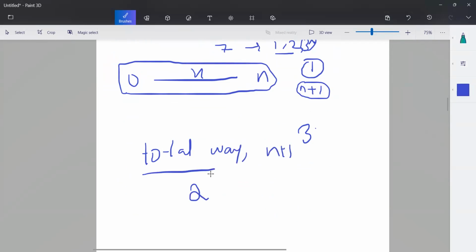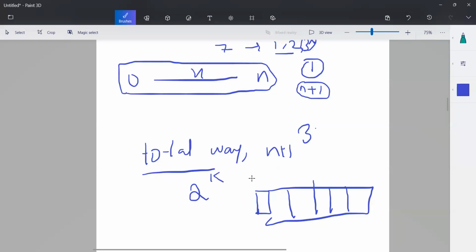It's nothing but 2 to the power k. Because if you have k desserts like this, for each dessert you have 2 options: either you will take it or you won't take it. So 2 to the power k. Whatever is the minimum, 2 to the power k is the total number of ways, and n plus 1 is the number of ways that you can buy desserts using your n coins. So whatever is the minimum of these two is your final answer.